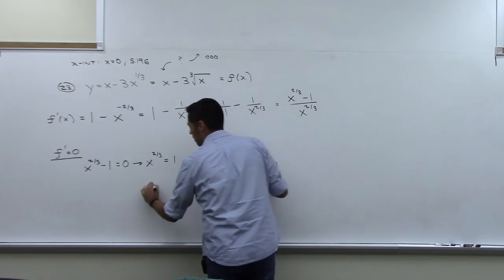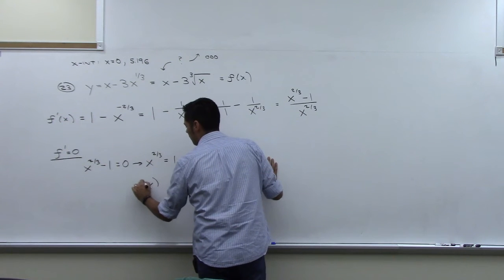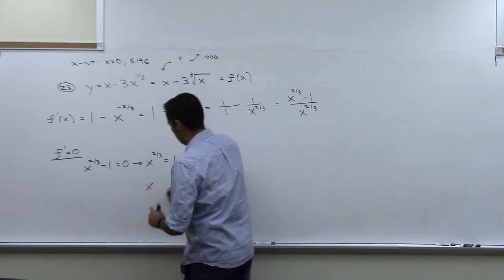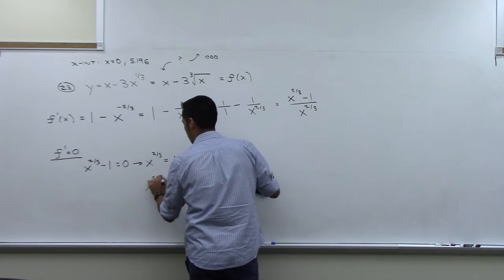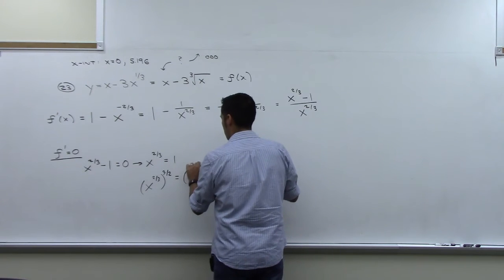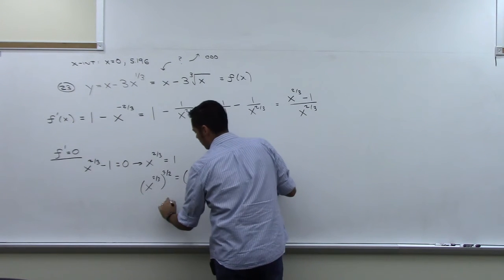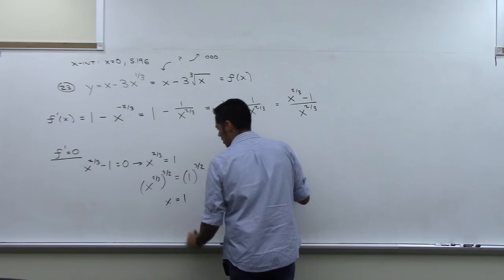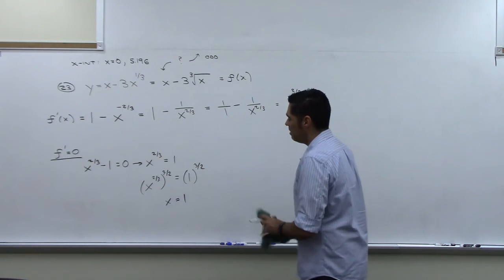And now I can raise both sides to the 3/2 again. Raise it to the reciprocal. And that's just going to give me x. And then over here, 1 to the 3/2 is still 1. So I get x is 1.